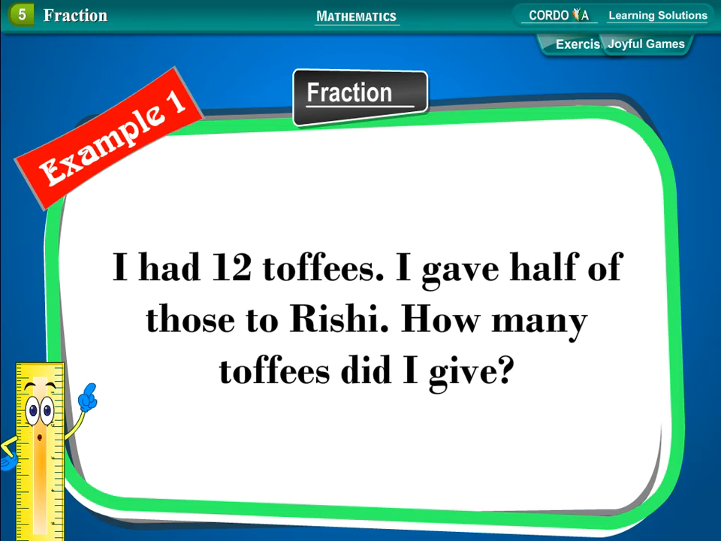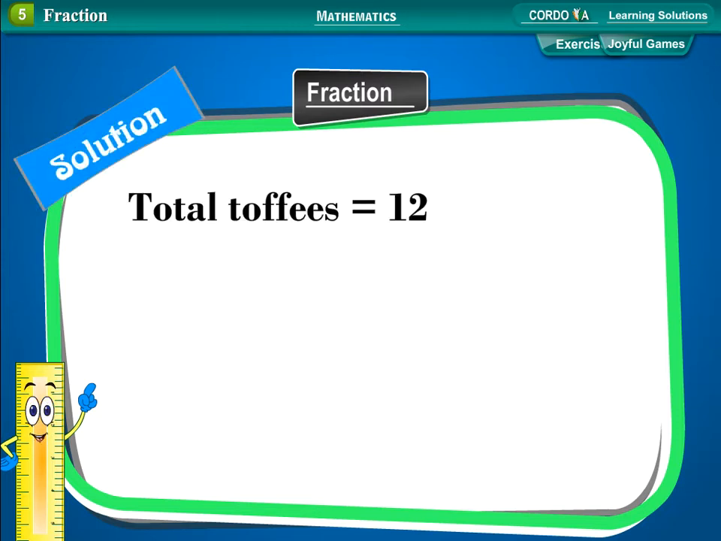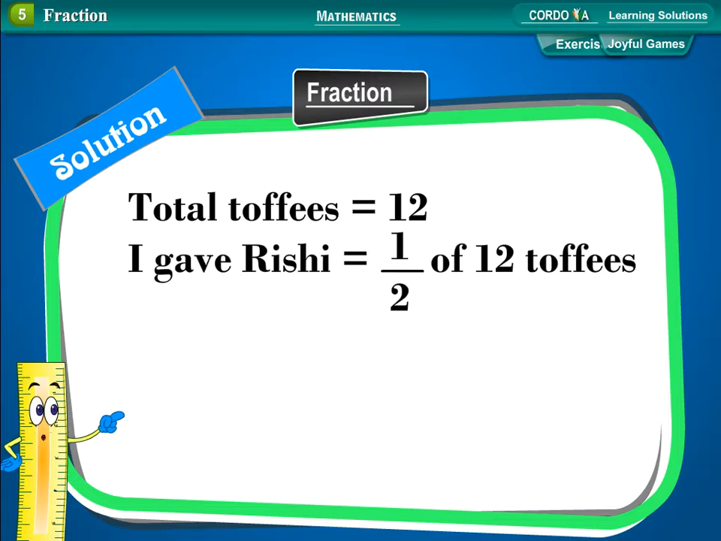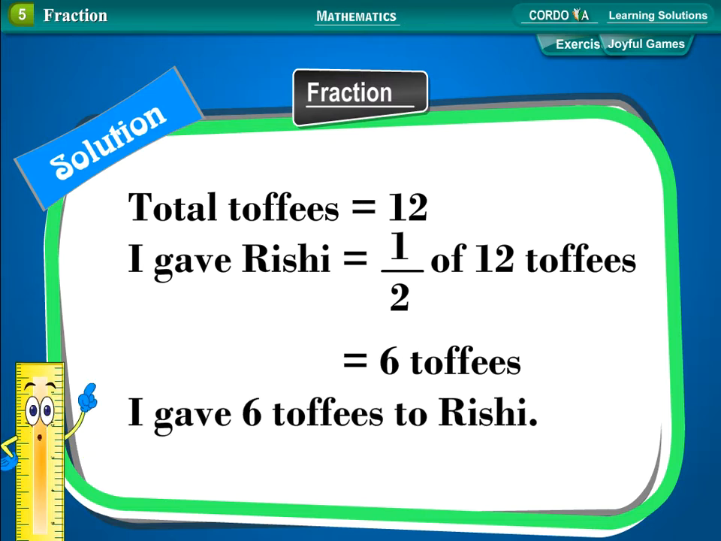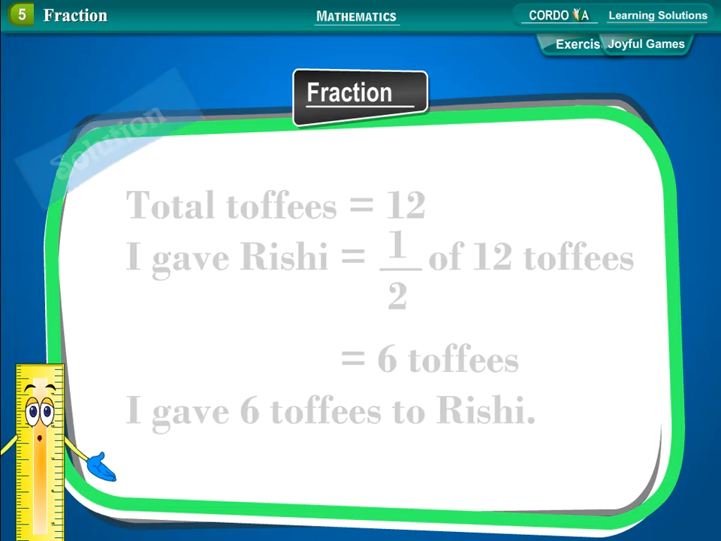Example 1. I had 12 toffees. I gave half of those to Rishi. How many toffees did I give? Solution. Total toffees is equal to 12. I gave Rishi 1/2 of 12 toffees, which is equal to 6 toffees. I gave 6 toffees to Rishi.